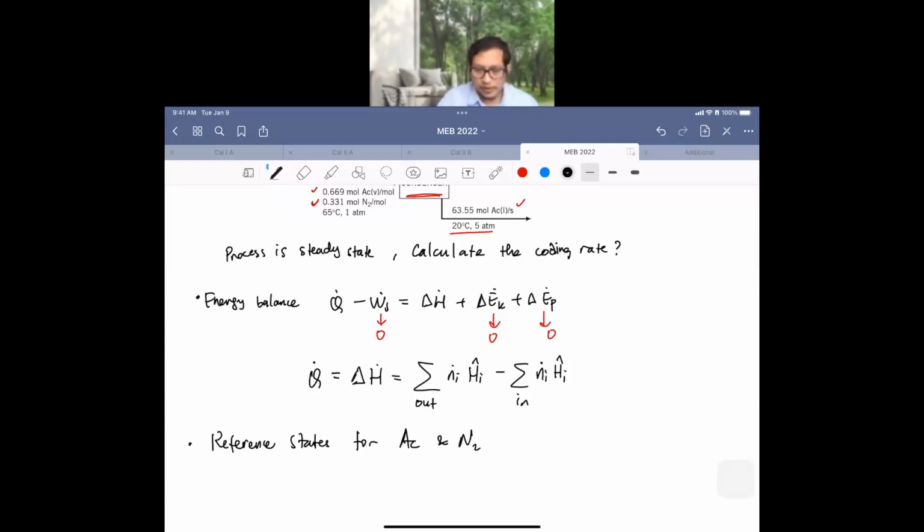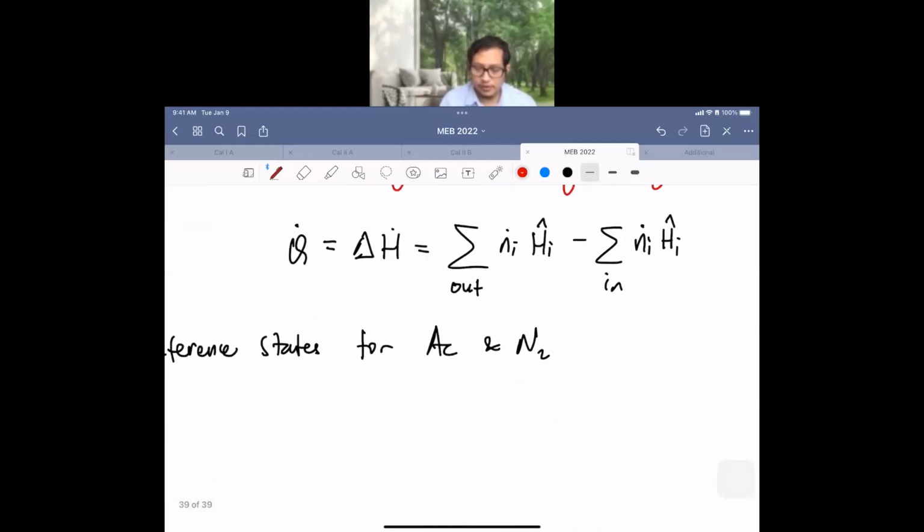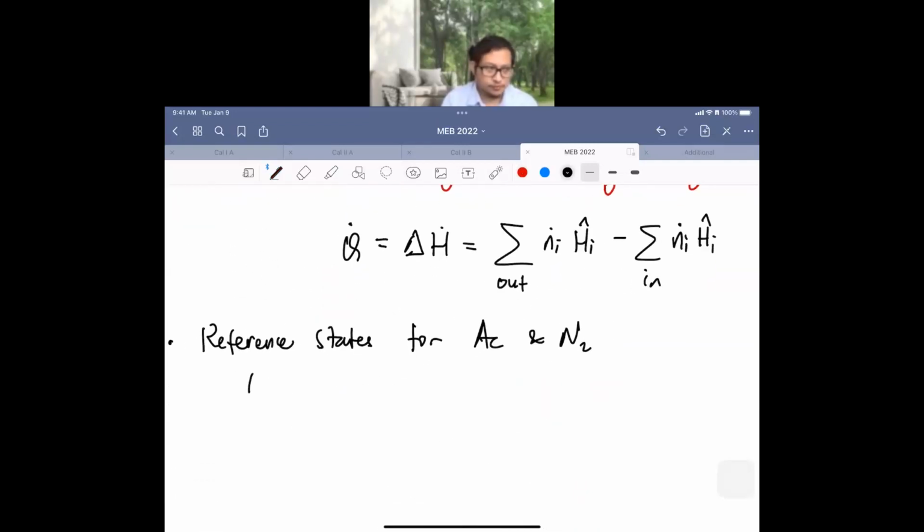So according to what we have in the states here, I think for the acetone, it is better to choose this 20 Celsius and 5 atmosphere. So for acetone, we choose 20 degrees Celsius, 5 atmosphere, and liquid. That's the state that we are going to take as a reference.